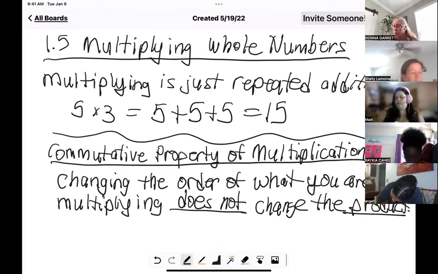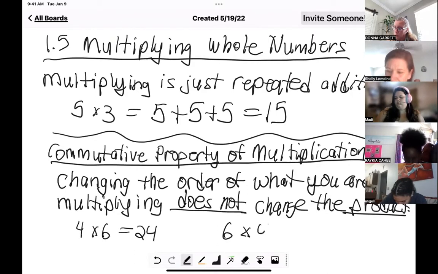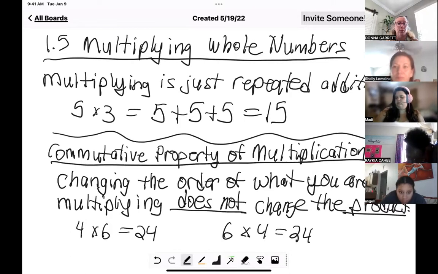So you can change the order. I can do 4 times 6 equals 24. But if I don't like that order, say I like the big number first, I can do 6 times 4 equals 24. And there might be cases when you're going to feel like you want to do that. Change the order. You can change the order any way you want. It's still the same answer.